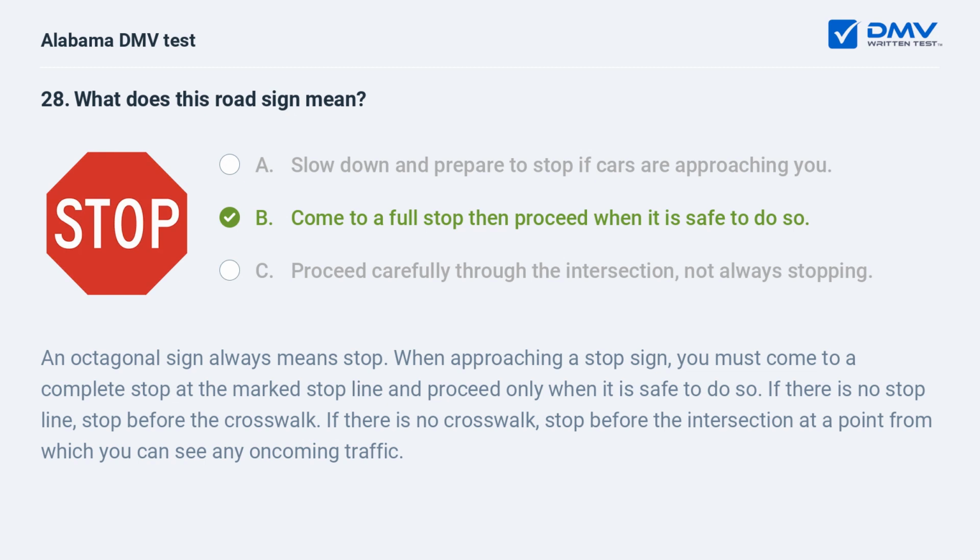An octagonal sign always means stop. When approaching a stop sign, you must come to a complete stop at the marked stop line and proceed only when it is safe to do so. If there is no stop line, stop before the crosswalk. If there is no crosswalk, stop before the intersection at a point from which you can see any oncoming traffic.